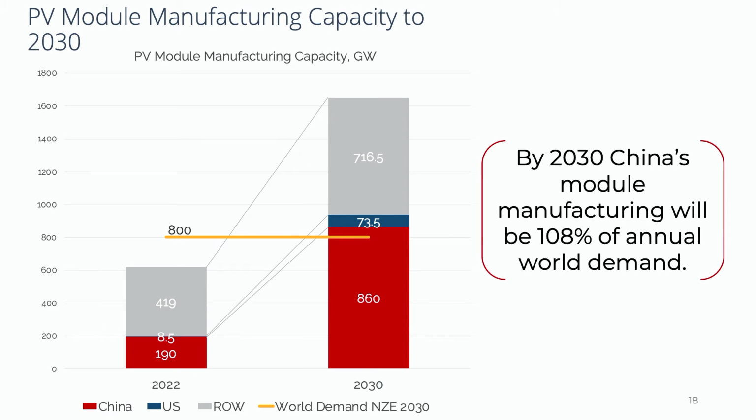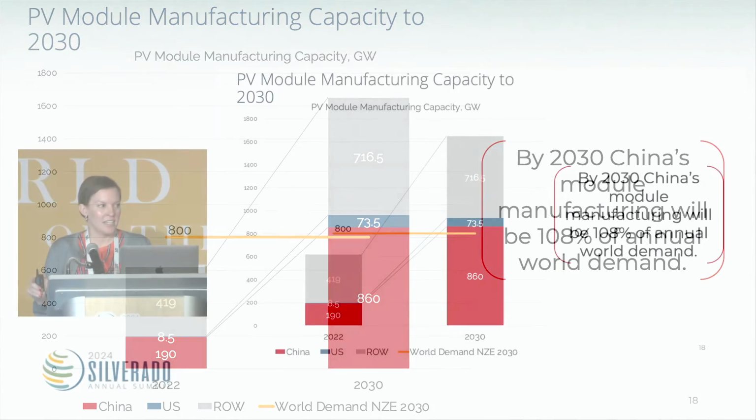What does the future look like? Well, I have bad news. It's bleak. The International Energy Agency predicts that by 2030, China's module manufacturing will be 108% of total world demand. So everything after China is overcapacity.